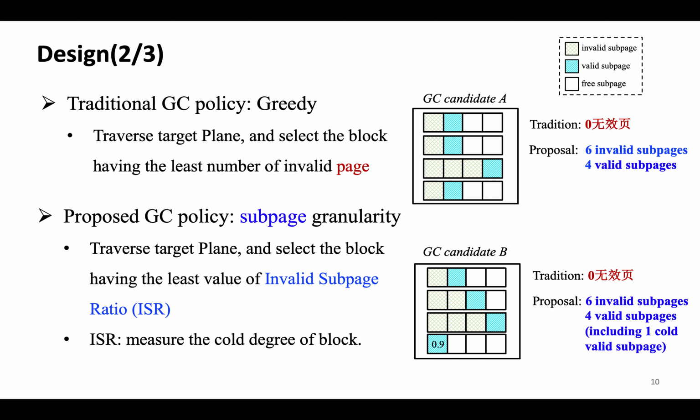The traditional garbage collection policy is a greedy policy. It selects the block having the least number of valid pages, and our proposed GC policy selects the block having the least value of invalid subpage ratio. The invalid subpage ratio is to measure the cold degree of a block. A detailed explanation can be found in the paper. In this example, GC candidate B will be selected.